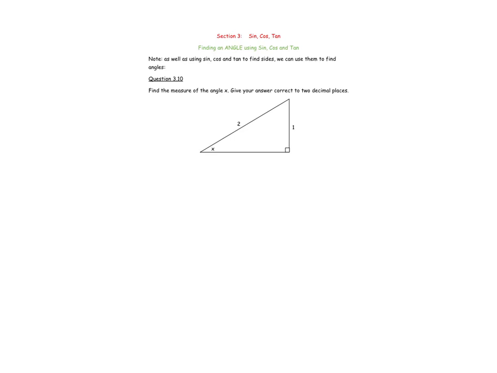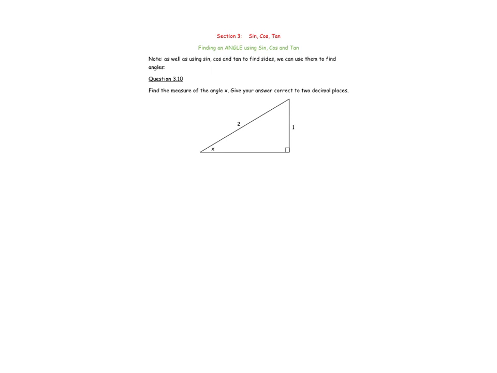This video is the next video in the trigonometry videos. In particular, this video is still looking at section 3, which is sine, cos and tan, but we're focusing in this video on finding an angle using sine, cos and tan. So as well as using sine, cos and tan to find sides, we can also use them to find angles. And it's very similar to how we would have completed the questions in the last video. So the best way to go about this is just doing a few questions.